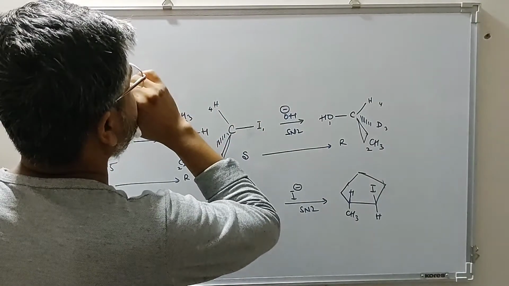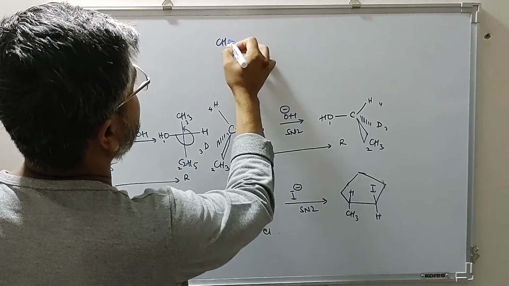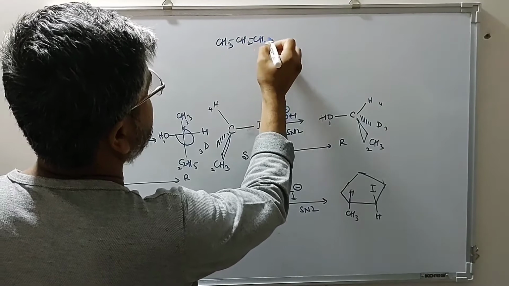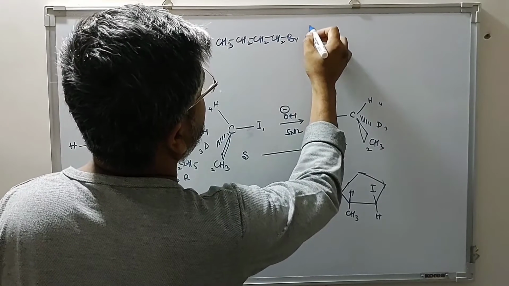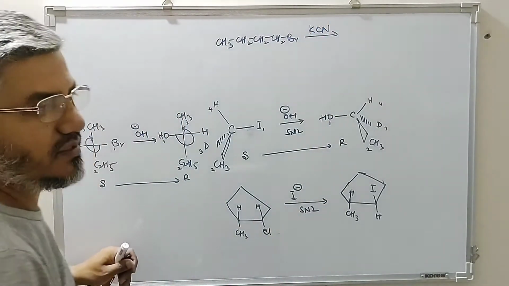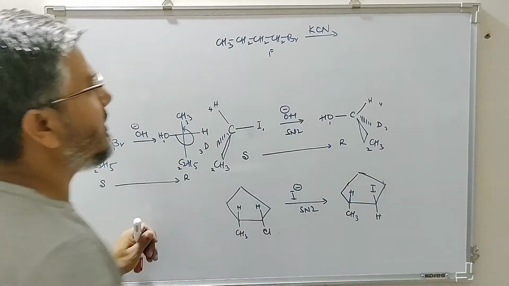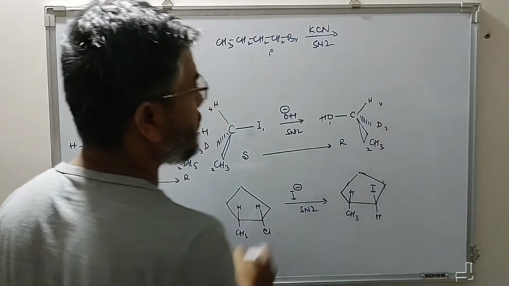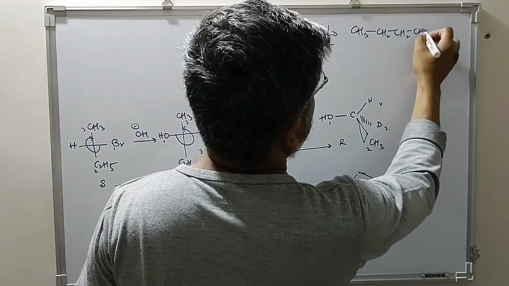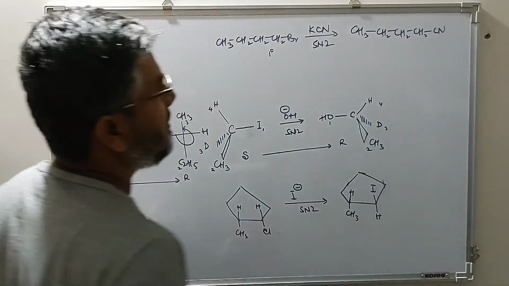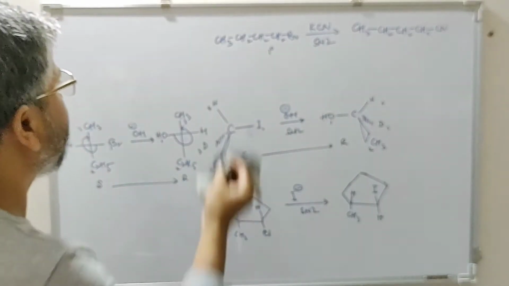Take this, we have n-butyl bromide, CH3, CH2, CH2, CH2 bromide. Now this is to be reacted with KCN, potassium cyanide. Now this is primary, and we have CN minus, which is a strong nucleophile. So this reaction must take place by SN2, which gives you CH3, CH2, CH2, CH2, CN. Now let's see the mechanism of this reaction, how this reaction proceeds. We have to write out the mechanism.